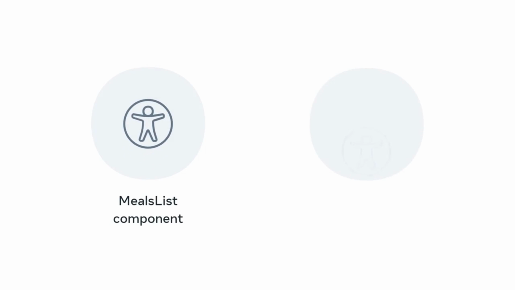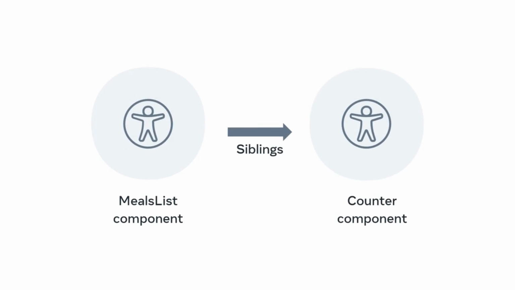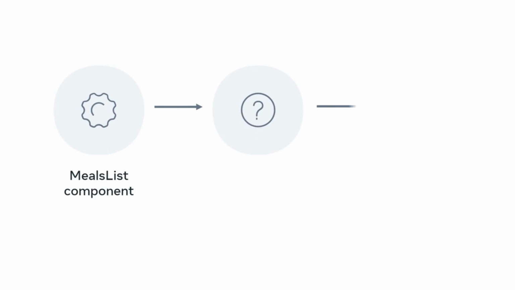While this code and component structure may look good, there is a bit of a problem. The counter component needs to get state information from the meals list component, but both components are rendered by the app component. In other words, the meals list and the counter component are siblings and not in a parent-child relationship. This brings up a question. How can you pass the state information from the meals list component to the counter component, as the counter component is not a child of the meals list component? Let's explore a possible solution.